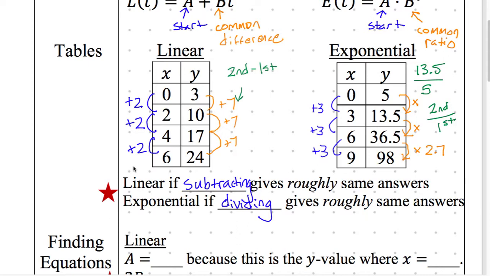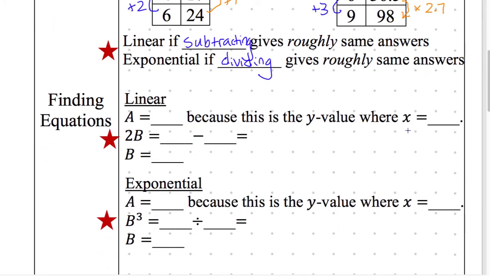All right, so that's how to tell one from the other. You always subtract and see if you get the same answer, or divide and see if you get the same answer. You have to check 2. So I have to do like 24 minus 17 and maybe compare that to 10 minus 3. Or I could do 24 minus 17, compare that to 17 minus 10. They should always be the same answer subtracting, or they should always be the same answer dividing. I'll show you an example problem eventually, but for now, let's just go on to finding equations.